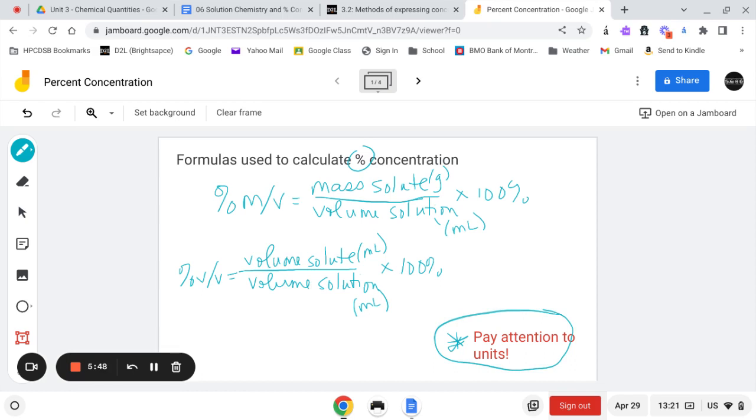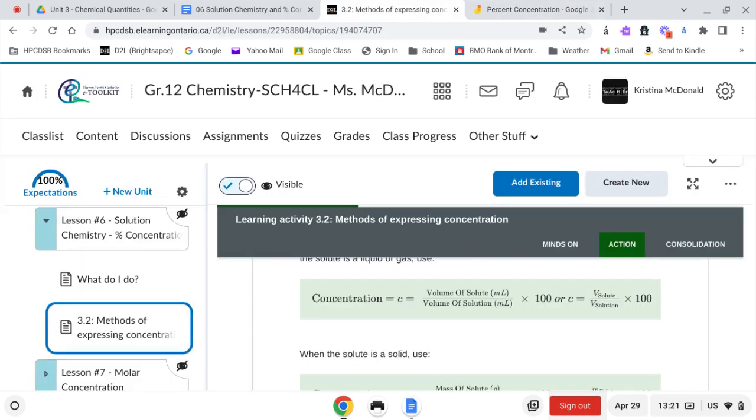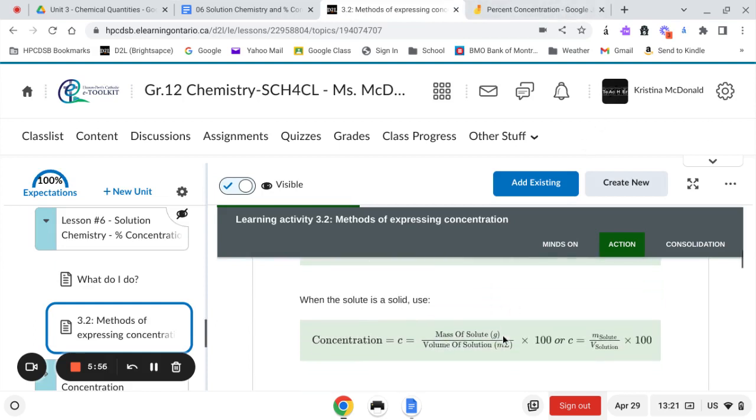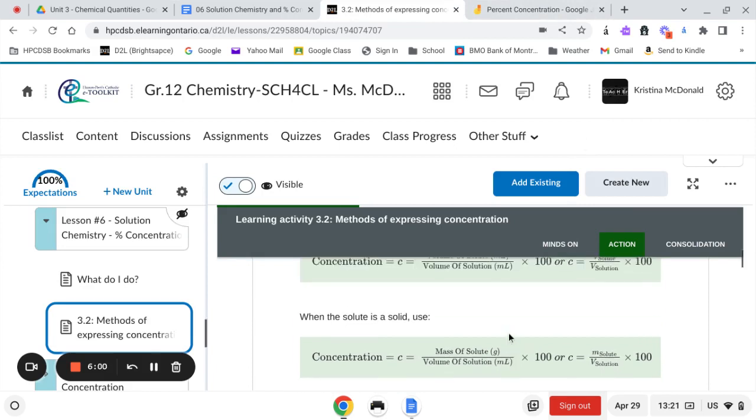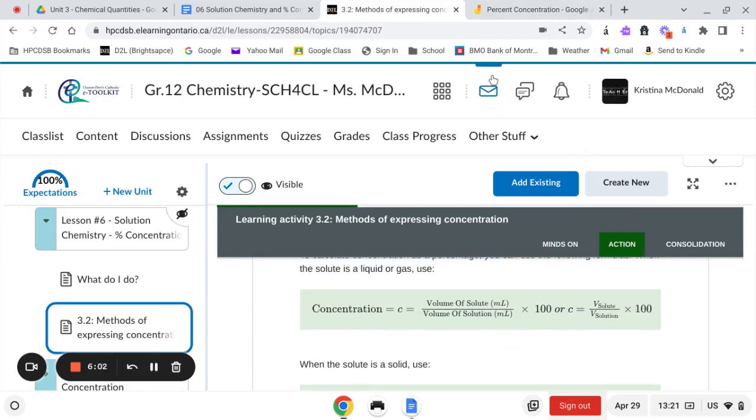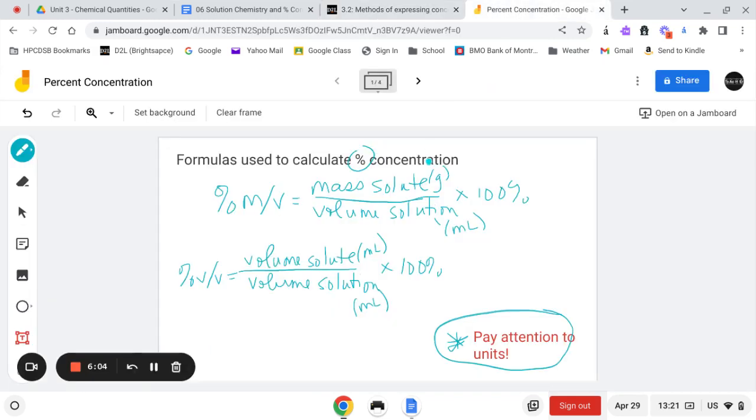And also it says that in the main resource note. Okay, so if we just flip over, you can see right here, I don't know if my cursor works. You see that the volumes are in milliliters, and note the mass and the volume is in grams and milliliters. Okay, and again, we have to multiply by 100 in order to get to the percentage value.